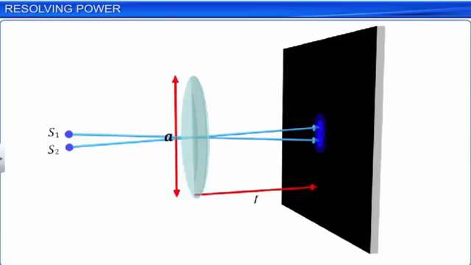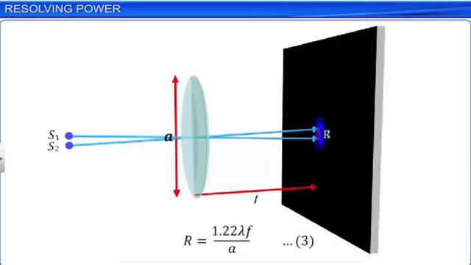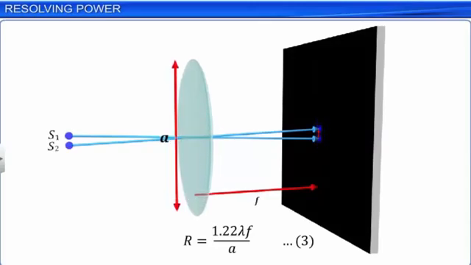Two images are said to be just resolved if the first minimum of one pattern coincides with the center of the other. This is known as Rayleigh criterion. This means that the radius of each bright disk should be equal to the separation between them. But as per equation 3, the radius of the central bright disk is equal to 1.22 lambda f by A. Hence, increasing the diameter A of the lens decreases the r value and as a consequence increases the resolving power of a lens.